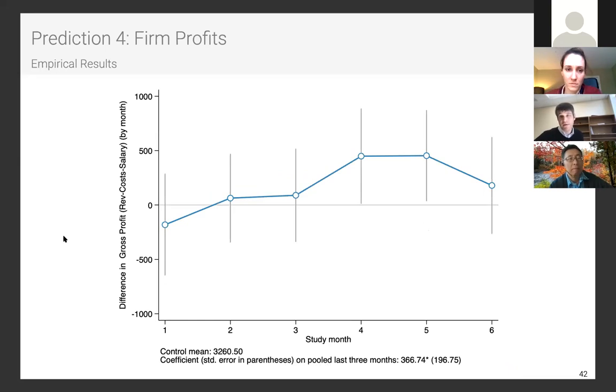Finally, we can look at profits. The firm is earning, and it's a little bit noisier than our other estimates. But if you look at the last 3 months here, there's a broad statistical increase in profits earned, about an increase of $3 per day, being driven almost entirely by that very large reduction in repair costs that we observed.